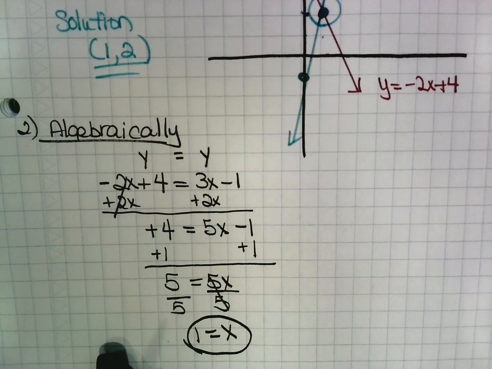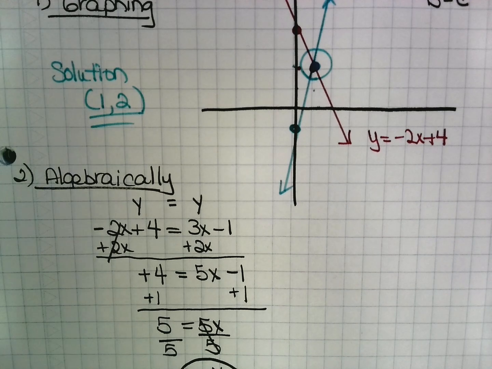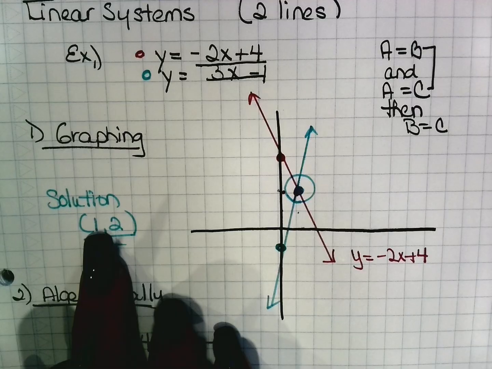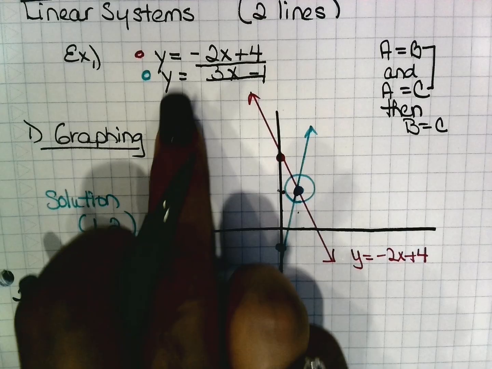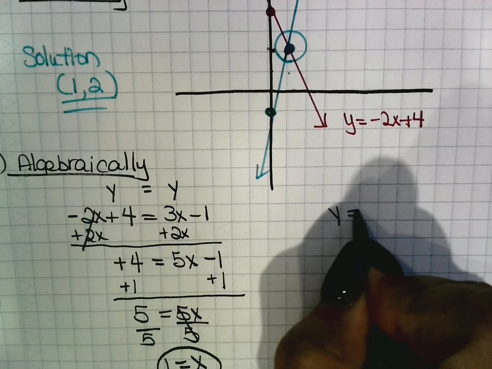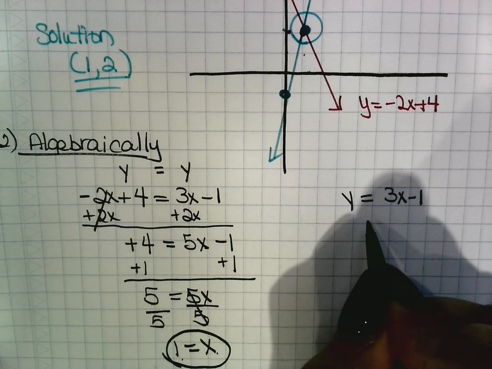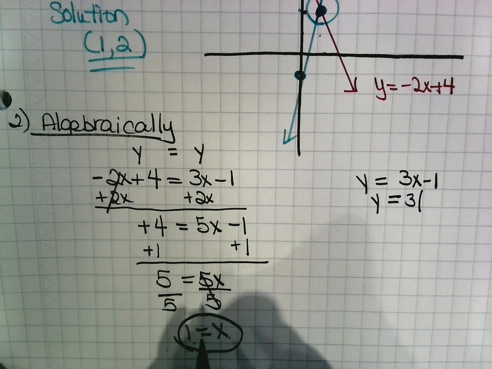Now remember, we need to find the solution, and the answer is 1, 2. So we do have the x coordinate, but we need to find the y. Let me see if I can focus this a little bit. In order to find the y, you need to plug in a value of 1 for x, and you can pick whichever equation makes you happy. I'm going to pick this one down here. y equals 3x minus 1, and wherever there's an x, I'm going to put a 1. So y equals 3 times 1.